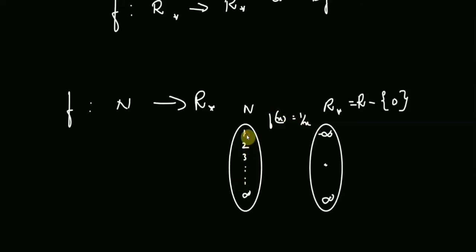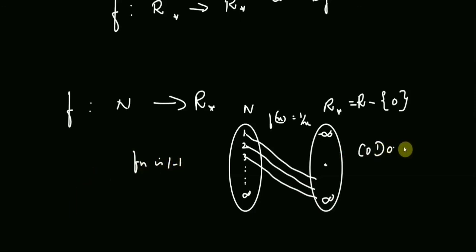So if I take 1, the reciprocal of 1 is 1. Take 2, the reciprocal of 2 is 1 by 2. 3, 1 by 3. So all these different elements you take have different images. Different elements of natural numbers will have different images. So it is very clear that the function is 1-to-1. We'll prove it also.